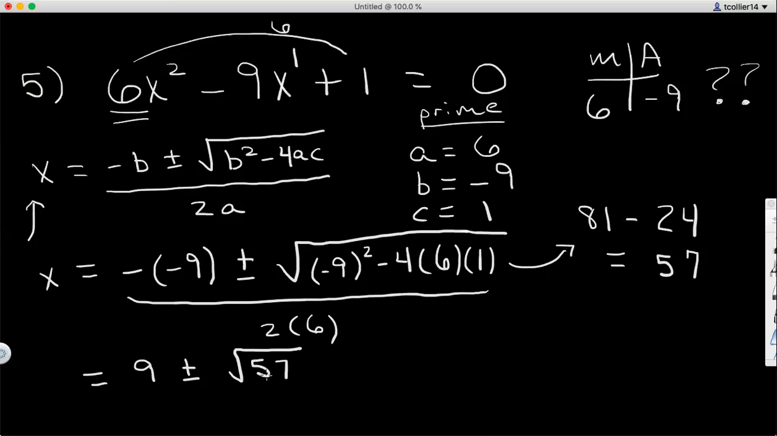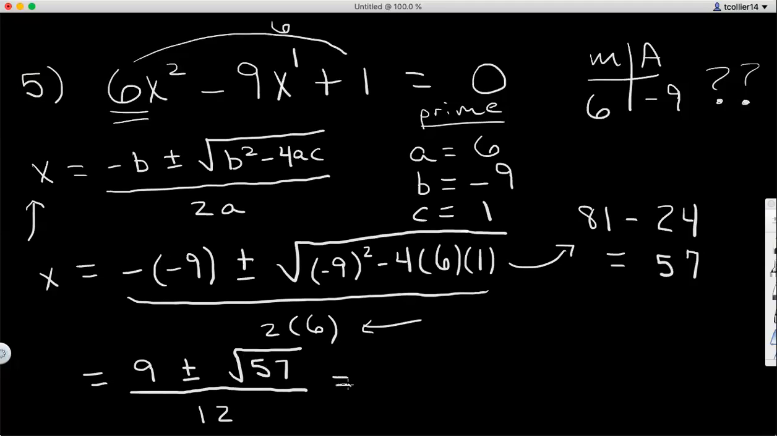Pretty hard to take the square root of 57. You'd probably get an irrational number, so I'm not going to try that. I'm just going to leave it the way it is, and then keep on going. Now, what are we dividing everything by right here? We're dividing everything by 2 times 6, which is 12. So here, I've got this big fraction. I've got 9 over 12 plus or minus square root of 57 over 12.